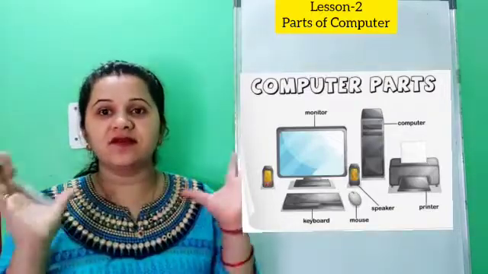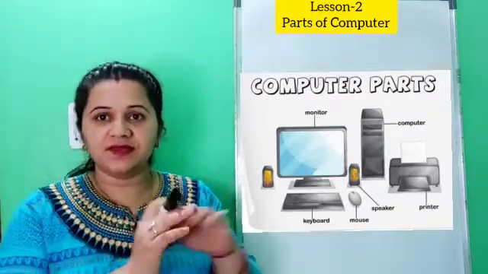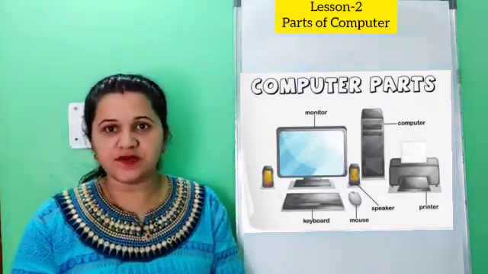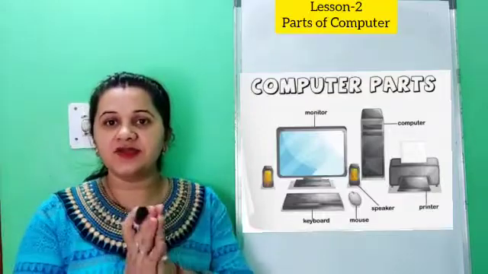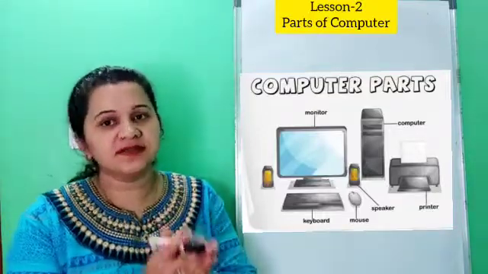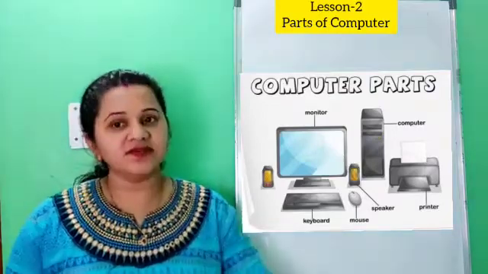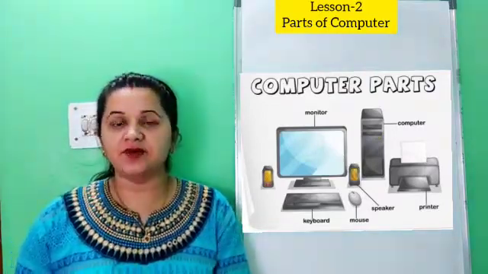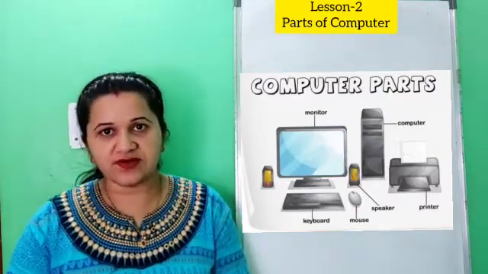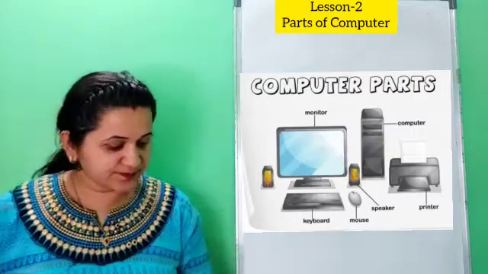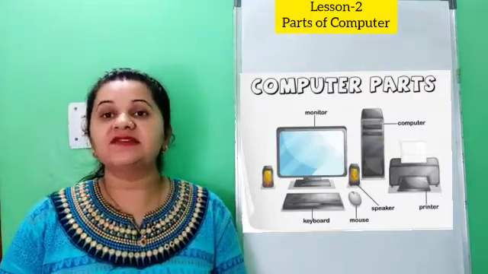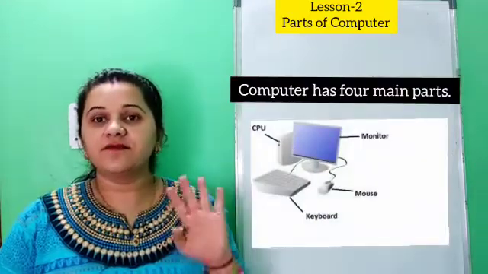When they combine together, they become what? They become a computer system. Okay, children, when all the parts are combined together, they become what? Yes, they become a computer system. Okay, so children, in this chapter, we will study about the functions of different parts of computer. Got it, children?